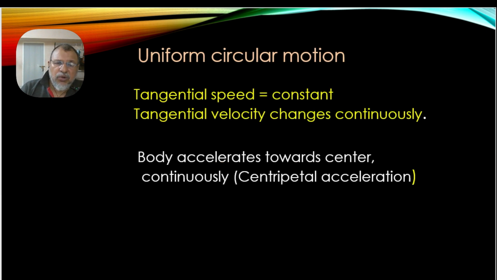Now we have the basic concept of uniform circular motion. When we talk about uniform circular motion, it means that the tangential speed should remain constant, but of course tangential velocity will not be constant because the direction of the motion changes continuously. That means the tangential velocity changes continuously. Therefore, the body is continuously accelerating. This acceleration is called centripetal acceleration, and it is constant in magnitude, but always directed toward the center of the circle.